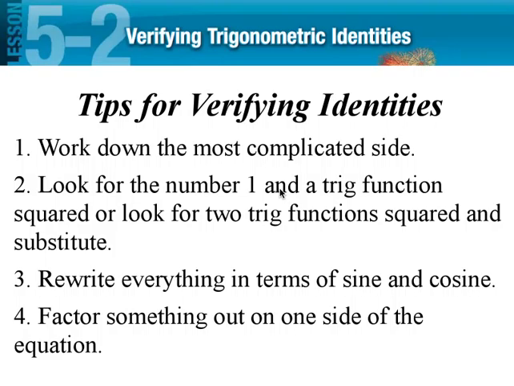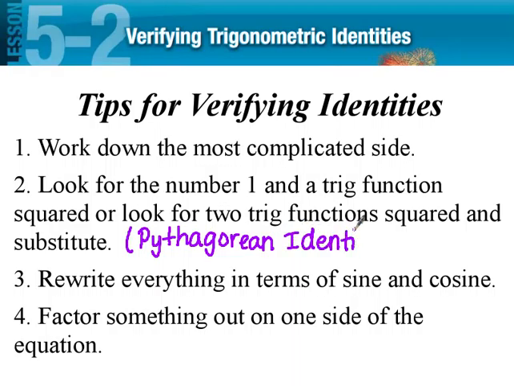So remember, back from section 1, you have 3 formulas, and we called these the Pythagorean identities. The most famous one, the one that you are never to forget, is sine squared plus cosine squared equals 1. And you have 2 other ones that go with that. So that's what step 2 pertains to.